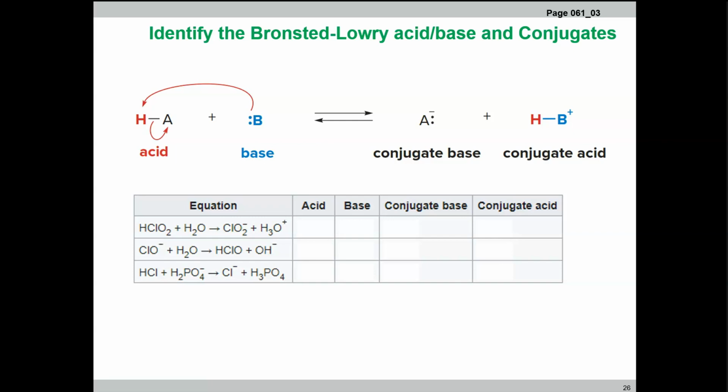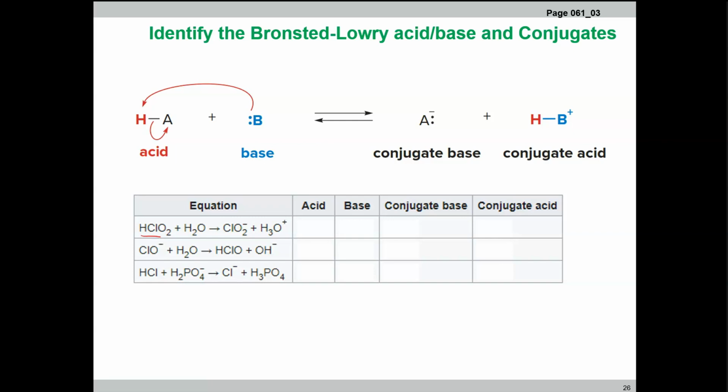So there are 3 problems below that I would like you to identify the acid, identify the base, identify the conjugate base, and identify the conjugate acid. So this is the first step for doing these chemical reactions. And I'll do the first one with you, and I'll show you how I walk through this.